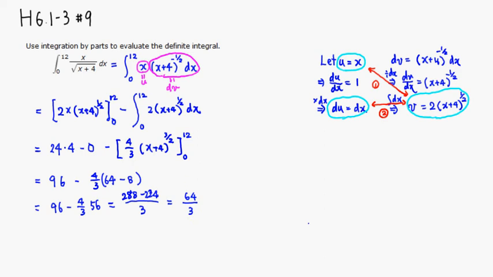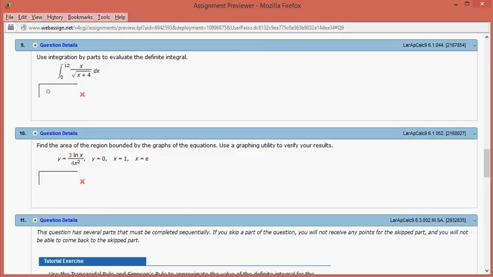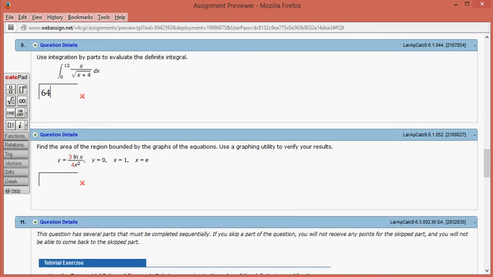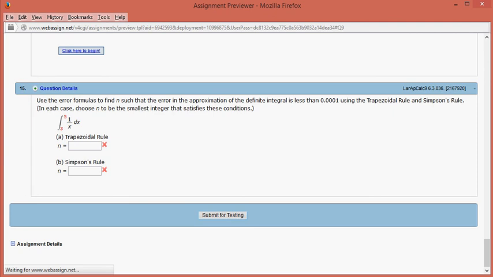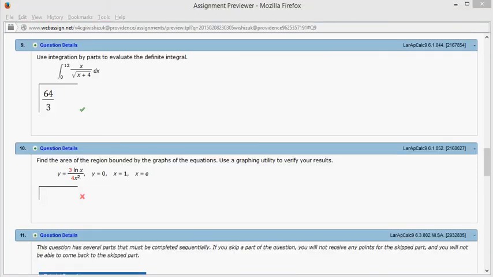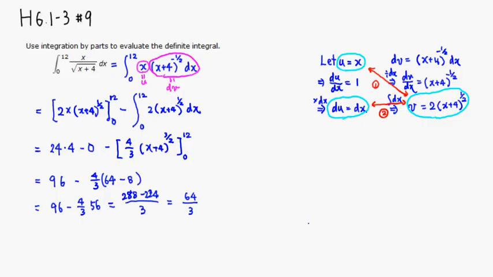So let's type it in. So 64 over 3. Let's go down and submit for testing. It came back, and it looks like we got this one correctly. That's it. I hope that this was clear.